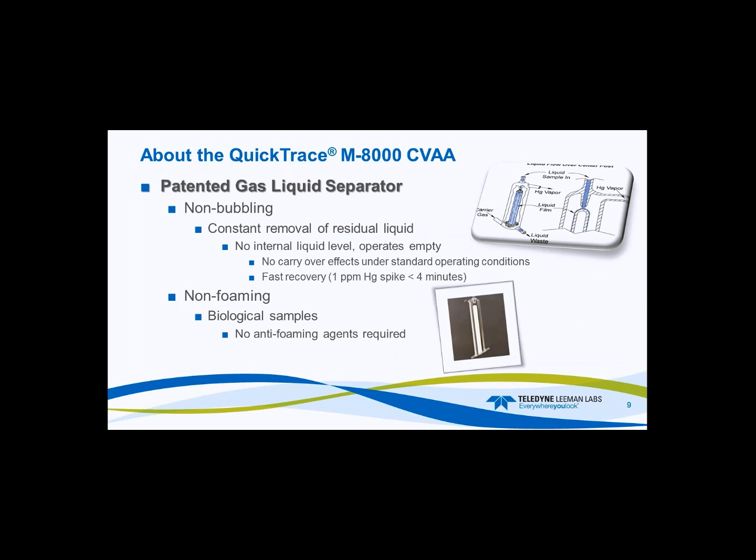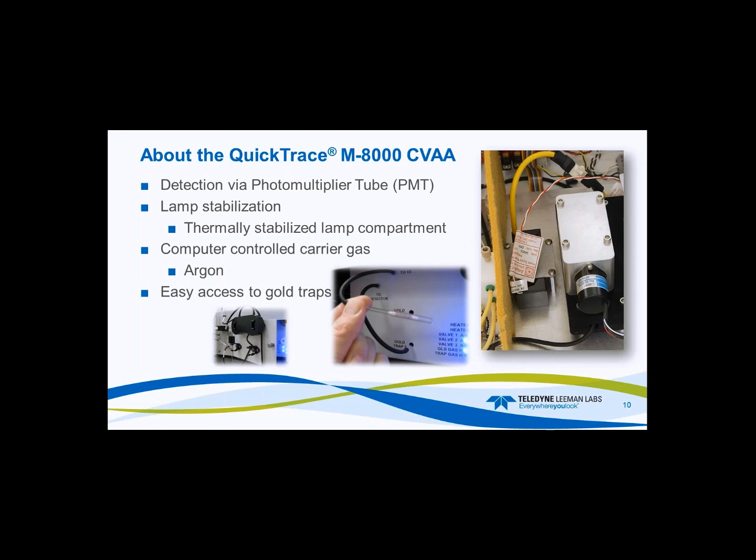The system is also non-bubbling with that gas liquid separator, so there's constant removal of liquid, and it basically operates empty. It has fast recoveries for over-range samples; say 1 ppm can clear out in less than 4 minutes. It's non-foaming, so biological samples won't foam in the gas liquid separator, and you don't have to add any foaming agents. Since there's no residual level of liquid in the system, that's why it doesn't foam, and the mercury is just swept efficiently out of the gas liquid separator.